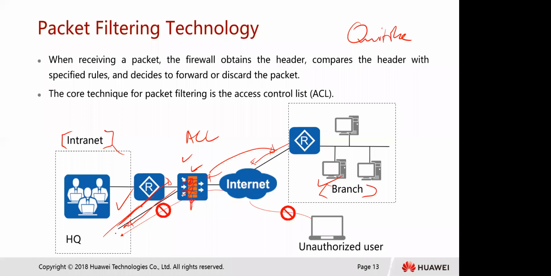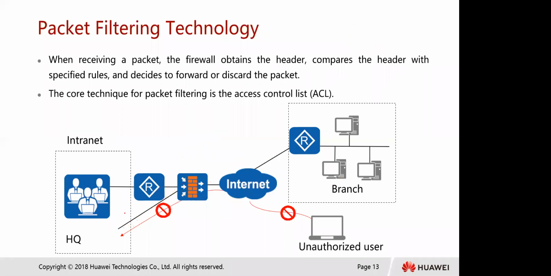So when the packets come through from your headquarter, it reaches the firewall and it will check it. Is this coming from the headquarter? We permit. It will go through. Is it coming from our branch? We permit. Where is it coming now from? If our attacker tries to access and sends packets, they will be blocked out.